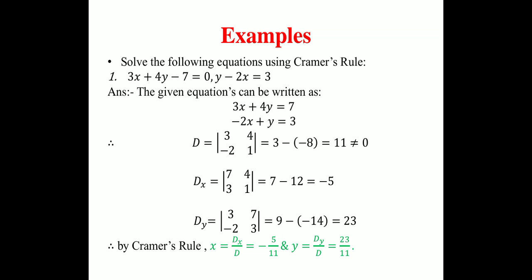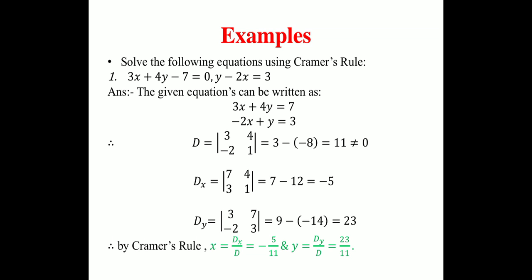Next, find out the dx. So replace the coefficient of x by 7 and 3, that is the determinant of 7, 4, 3, 1, which is equal to 7 minus 12, which is equal to minus 5. dy is equal to, again replace, what is the coefficient of y? 4 and 1. Okay, so we replace 4 and 1 by 7 and 3. That is dy is equal to the determinant of 3, 7, minus 2, 3, which is equal to 9 minus of minus 14, which is equal to 23.